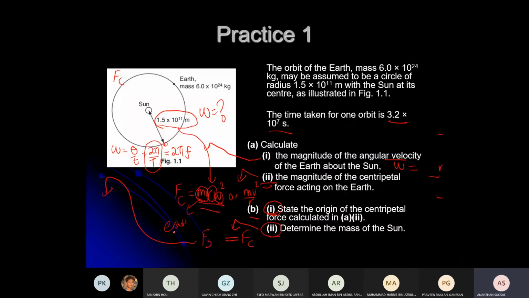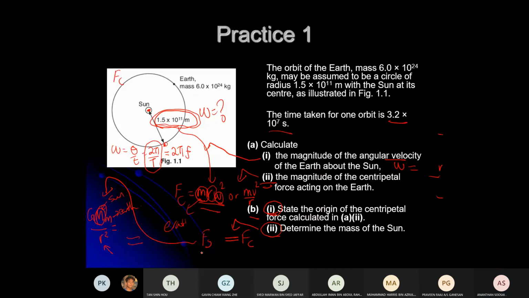Yes. What is the gravitational force formula? GMm over r squared. It equals the centripetal force. Centripetal force, you already know the value. This capital M is for the mass of the sun. The small m is for the mass of the Earth. What is this r? R is the orbital radius between the center of the sun and the center of the Earth, which is 1.5 times 10 to the power of 11 meters. You can work out the mass of the sun.